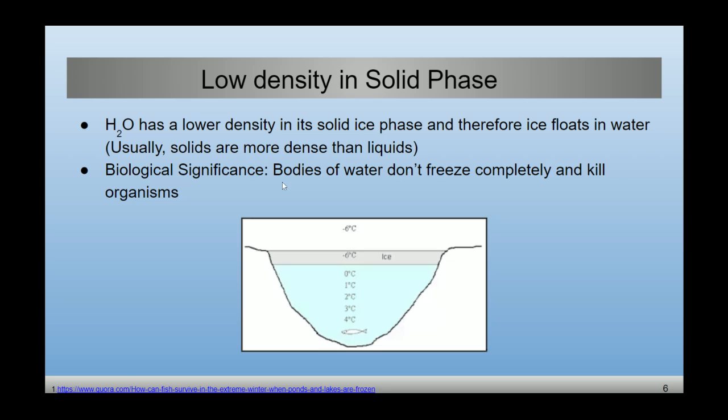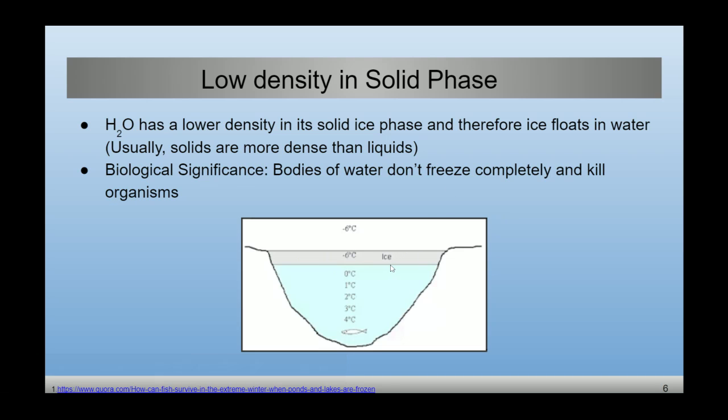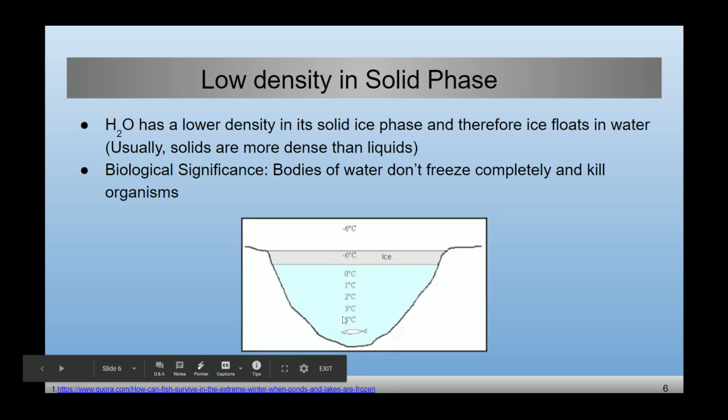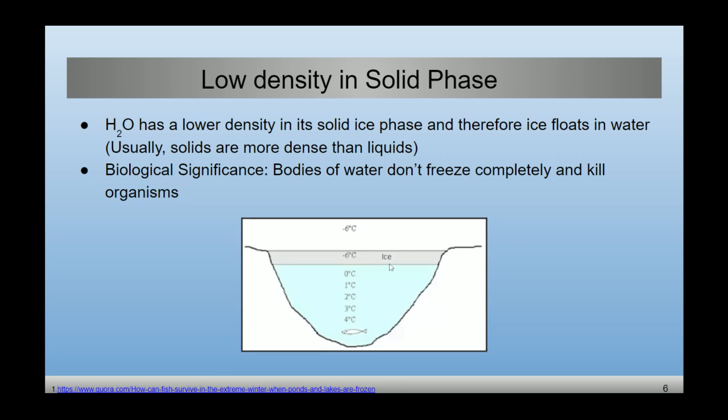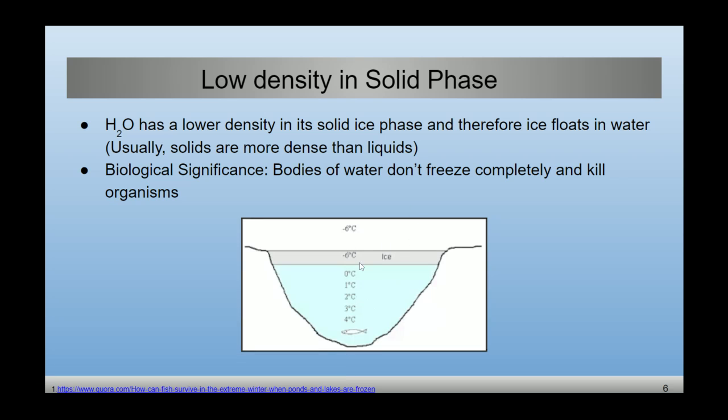One biological significance is that bodies of water don't freeze completely from the bottom up, but freeze at the top, which keeps the heat at the bottom. You'll see fish reside here, and that helps organisms not die. You're not getting the full freezing effect of the winter throughout the entire lake or pond or whatever body of water. Instead, you're getting an ice surface on the top because ice is constantly floating to the top.